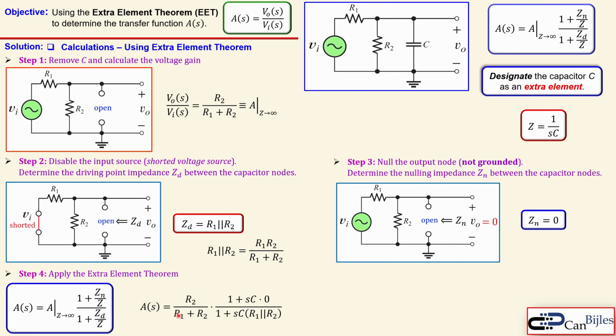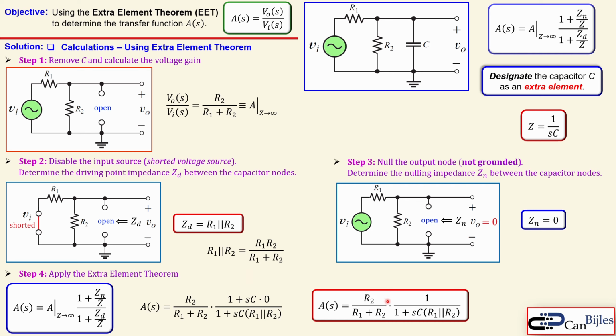So we have now R2 over R1 plus R2 times 1 plus, now we have here 1 over Z times Zn. That's what you see here. So 1 over Z is actually SC, that's what you see here, times 0, that's from Zn, from the third step. The similar case is also here, so 1 over Z times ZD, you can also write it down in that form. That's what you see here, so SC times the parallel combination of R1 and R2. Now, since this is of course 0, we can also write it like so. So this is our transfer function.